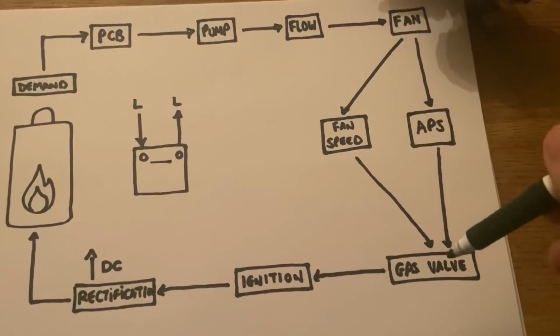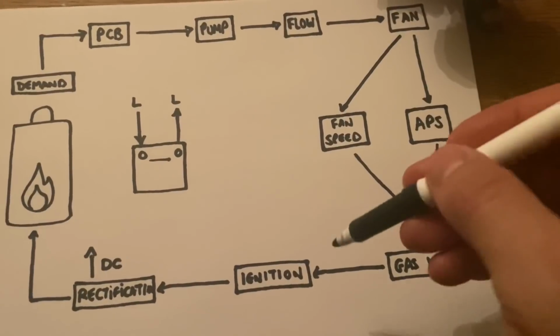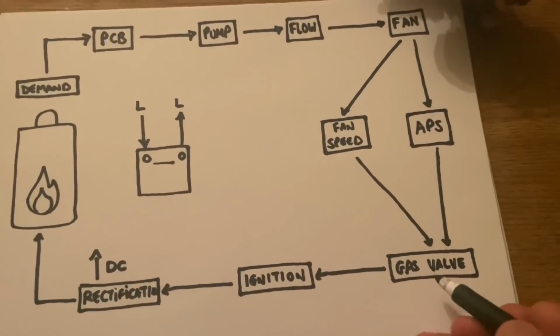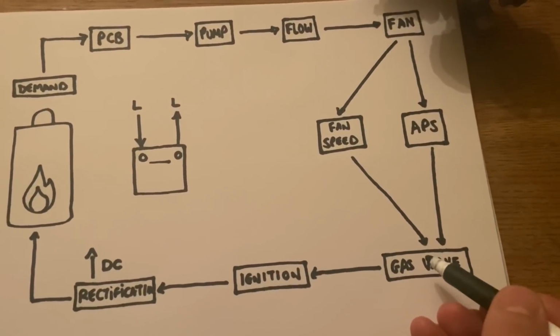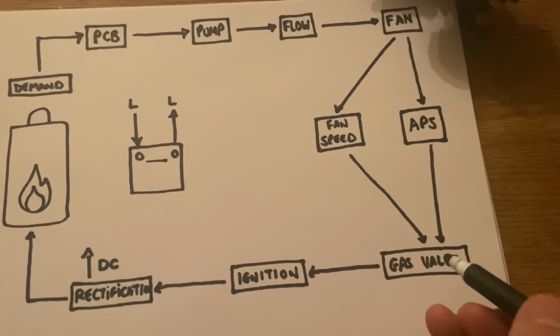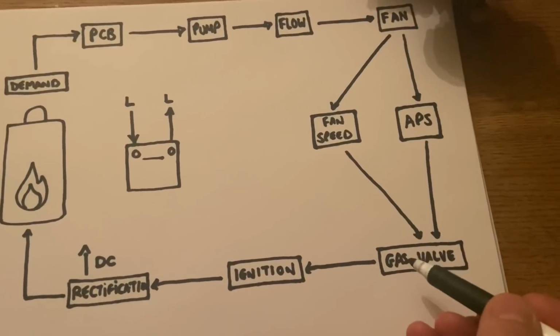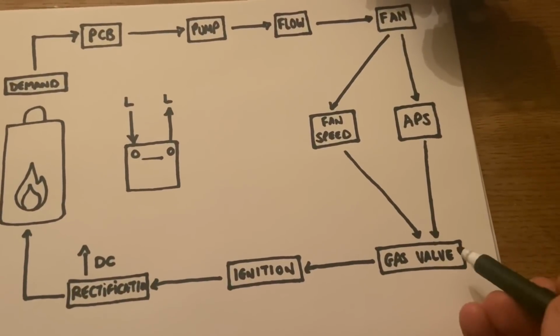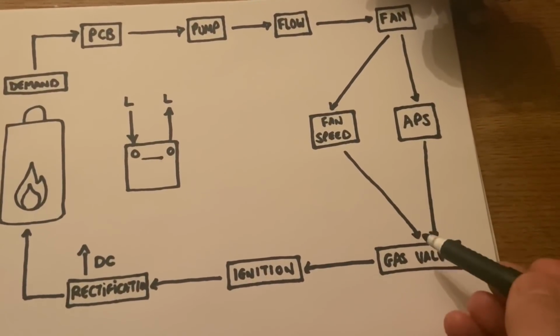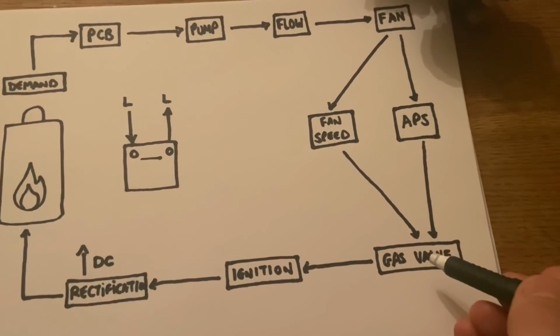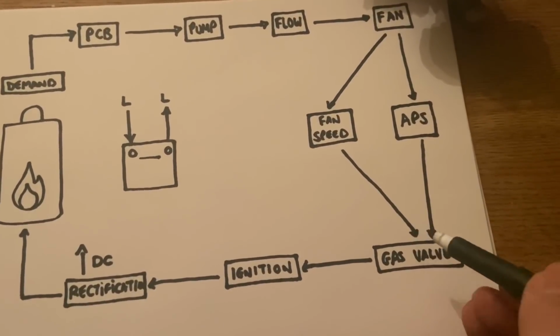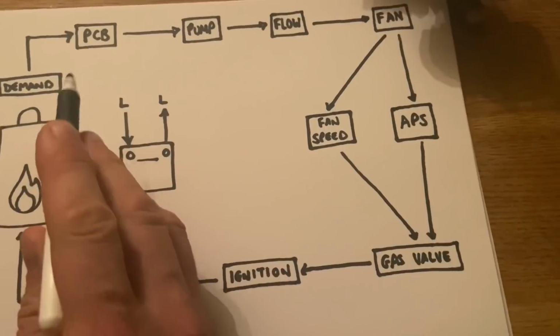So looking at the sequence of ignition between the gas valve, ignition and rectification, if we've got 240 volts from the PCB, the gas valve should open and let the gas through to the burner. If the gas valve doesn't let the gas through and we've got gas to it and we've got 240 volts to it, the gas valve's faulty. If we've not got 240 volts to the gas valve, PCB's faulty.